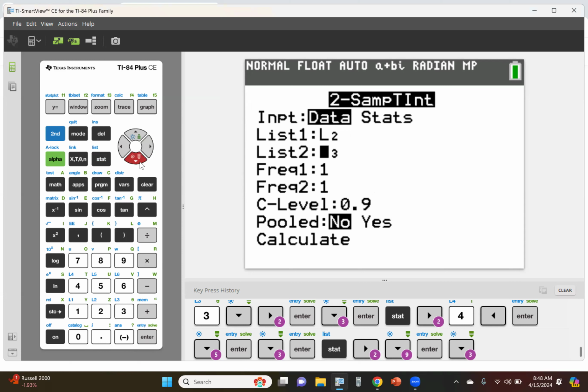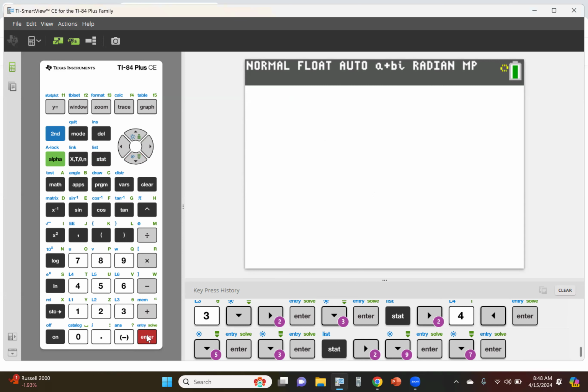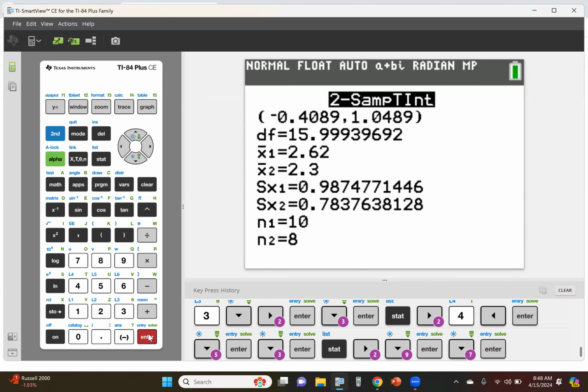What was our confidence level? 90%. So my lower limit is negative 0.4089. My upper limit is 1.0489. So in parentheses at the top is my lower and my upper limit.